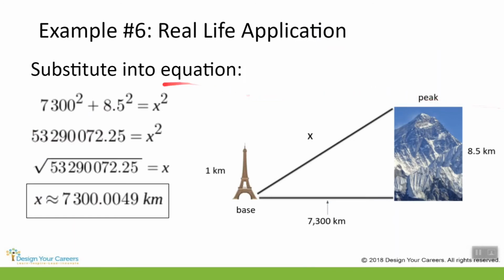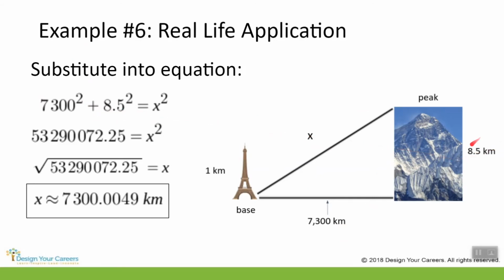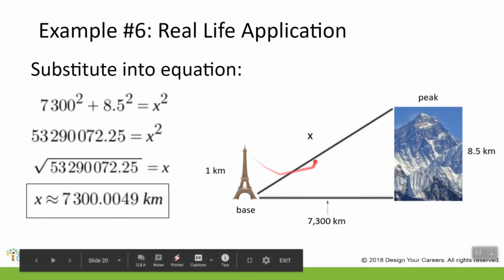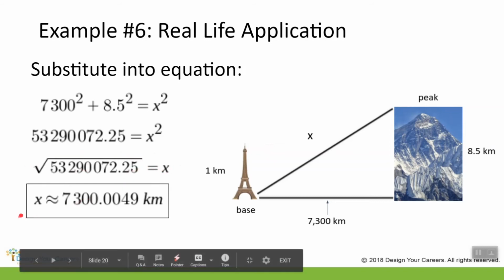So what you would do is substitute into the equation. You would have 7,300 squared plus 8.5 squared is equal to x squared, according to the Pythagorean theorem. a squared plus b squared is equal to c squared. Then you get this number right here is equal to x squared, and you can use a calculator for this, obviously, and then take the square root of that number, and that's equal to x. So x is about 7,300 kilometers.